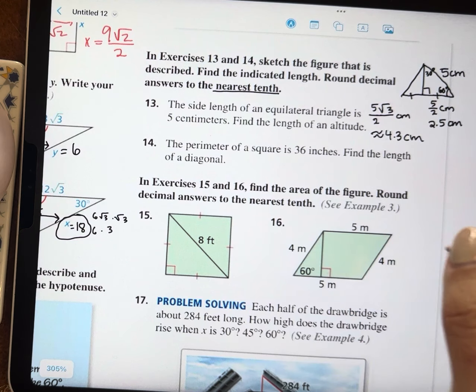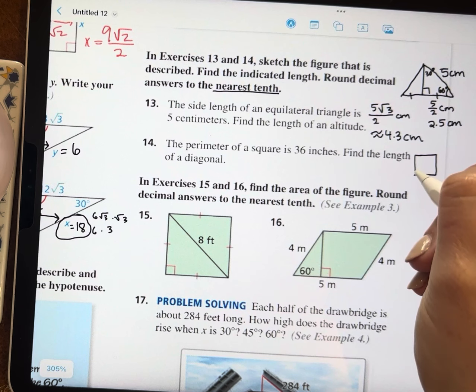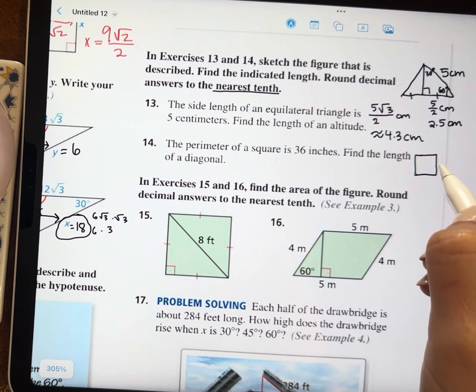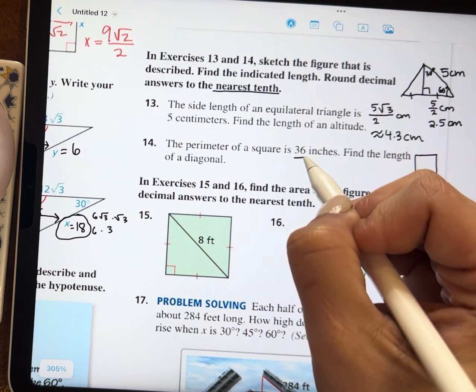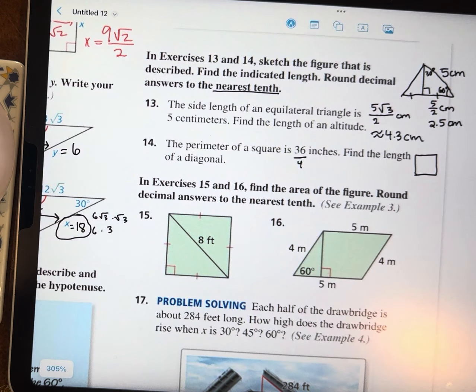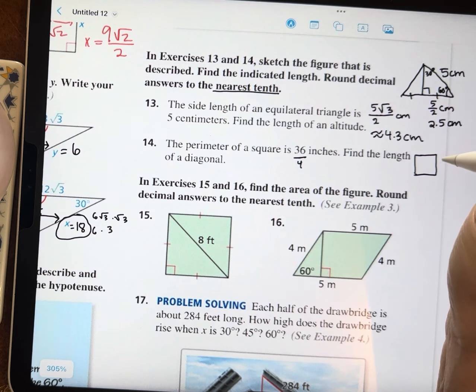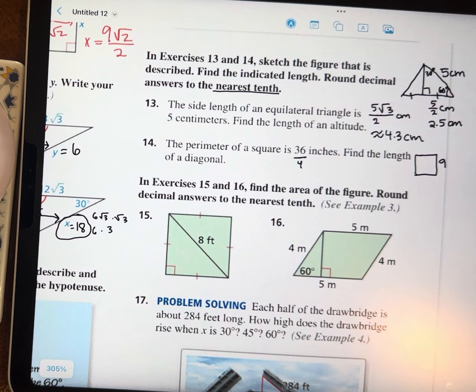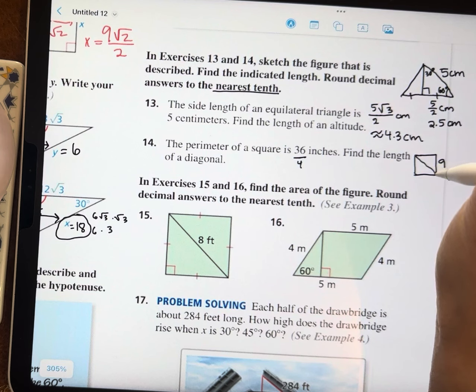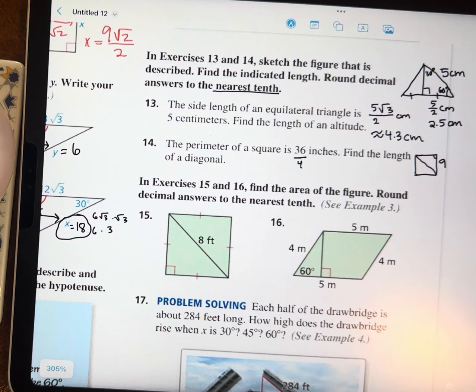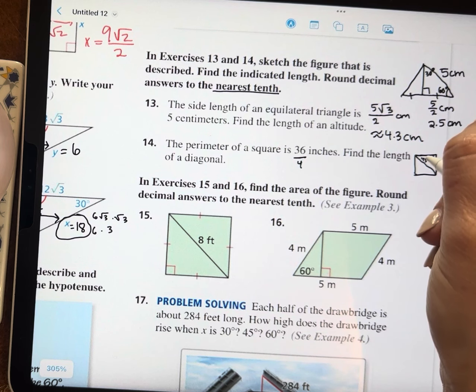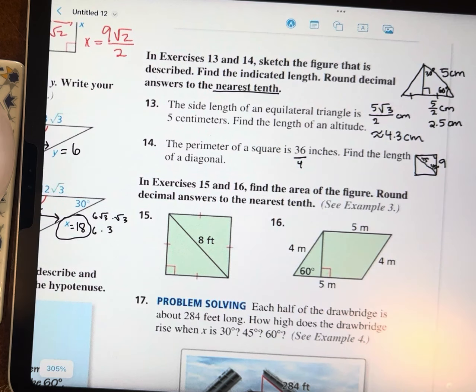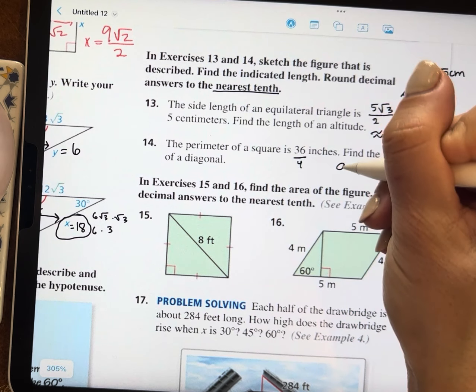Okay. The perimeter of a square is 36. That means all 4 sides added together equals 36. I must divide that by 4 to get each side equal to 9. Find the length of a diagonal. Well, when I draw a diagonal, my square becomes a 45, 45, 90 triangle with a leg of 9, making the diagonal 9 rad 2.